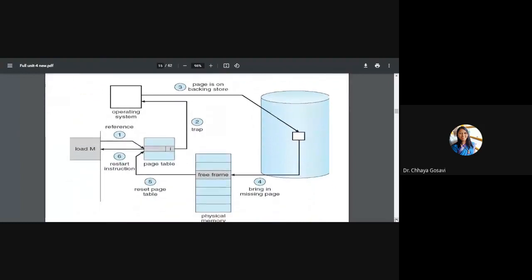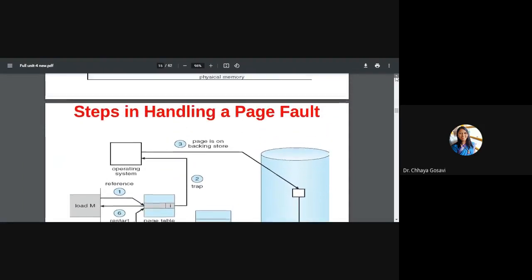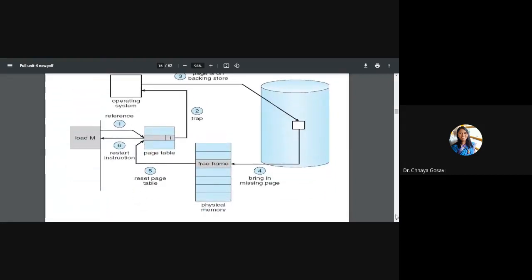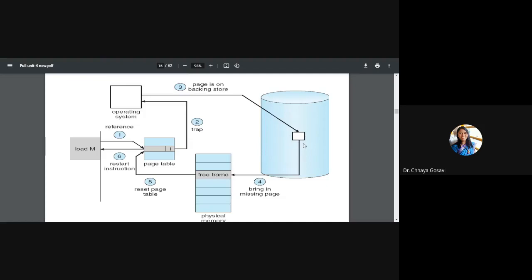And this is how a page fault is handled. These are the steps in handling page faults. One particular page is needed. First we check whether this page is in memory. If the bit is valid, the page is executed and a result is produced. Otherwise, if the bit is invalid, it is trapped by the operating system. The operating system will check whether this page is in the backing store. If the page is available in the backing store, it will process further. Otherwise, the operation is aborted.